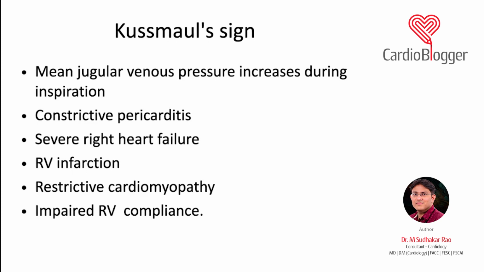So as I already discussed the conditions, constrictive pericarditis, RV dysfunction, right heart failure, RVMI, restrictive cardiomyopathy, these are the causes of Kussmaul's sign. And you should see in all the cases with RV dysfunction, I told you whether a Kussmaul's sign is there or not, because you may hardly be able to pick many Kussmaul's signs, but if you are able to see and pick it up, it is a very good thing.